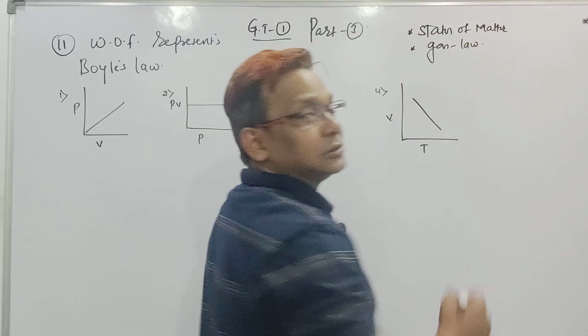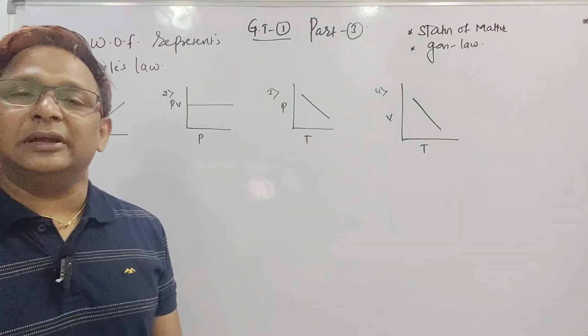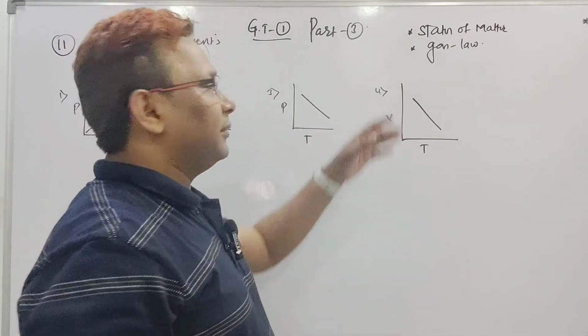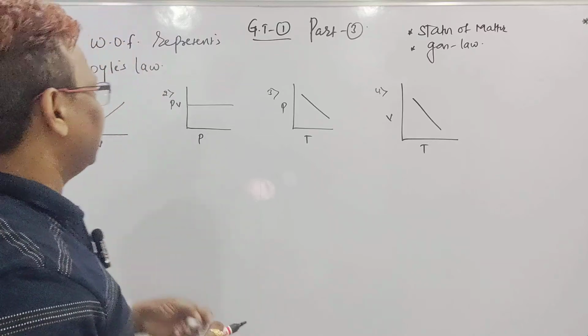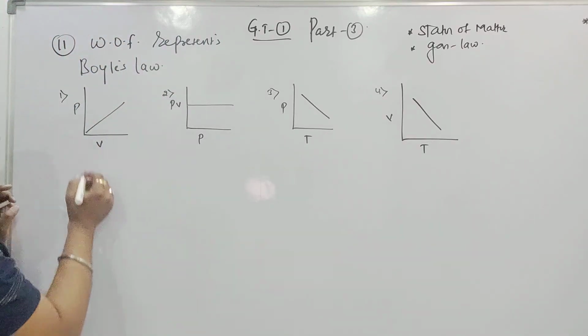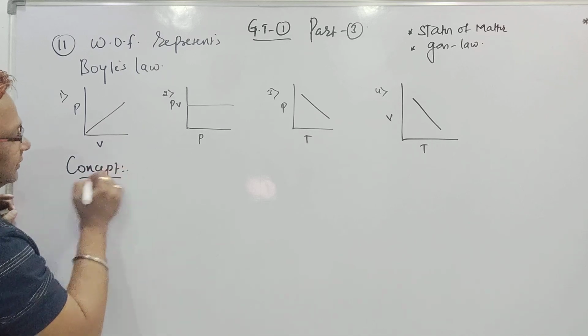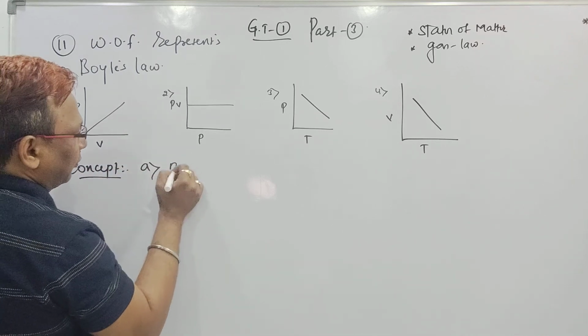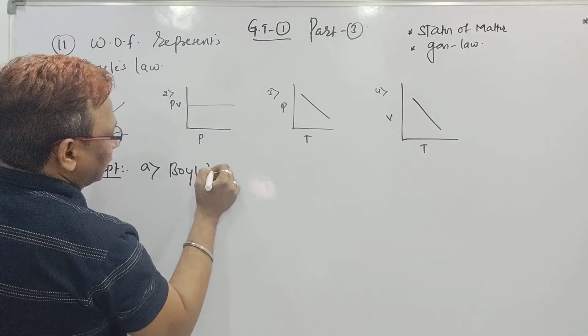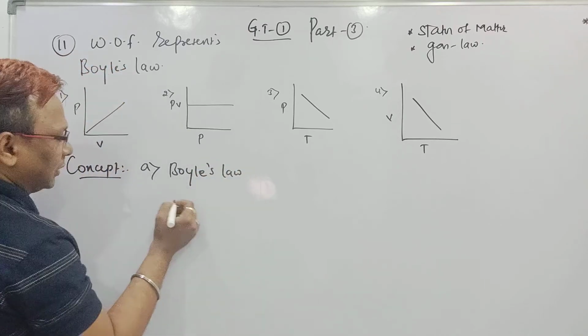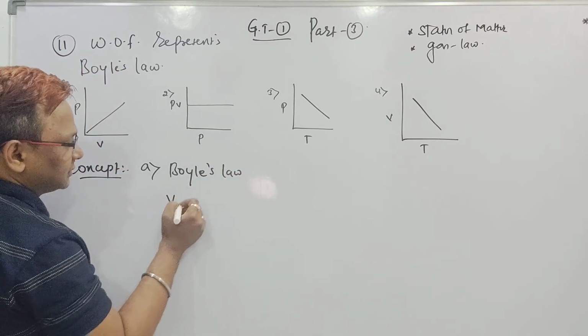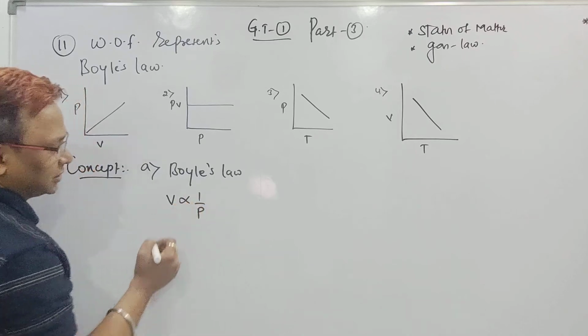We have Boyle's law, Charles' law, Avogadro's law, Gay-Lussac's law, right? So from that, it came here. I will discuss one small conceptual example with you, what you have to remember for this graph. If I talk about Boyle's law, everybody knows that in Boyle's law, volume is inversely proportional to pressure.